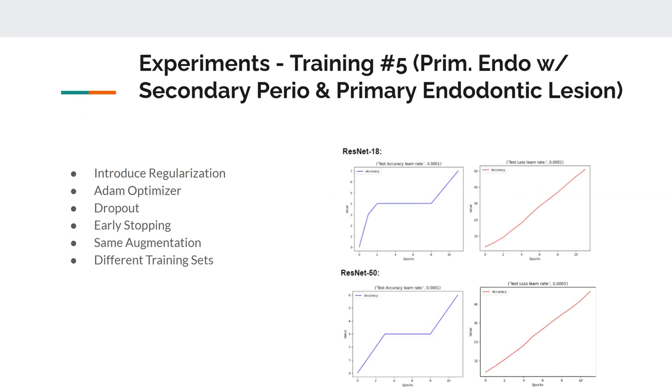In experiment number 5, I decided to use the primary endodontic with secondary perio, so small traces of periodontal disease and a primary endodontic lesion. The results were a little more sustainable for my training. The testing resulted in higher accuracy than any of my prior experiments, which I thought was odd, given that I only gave it very few examples of what periodontal disease would look like. But I thought it was a step in the right direction.